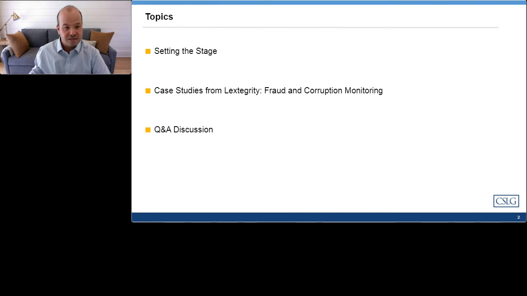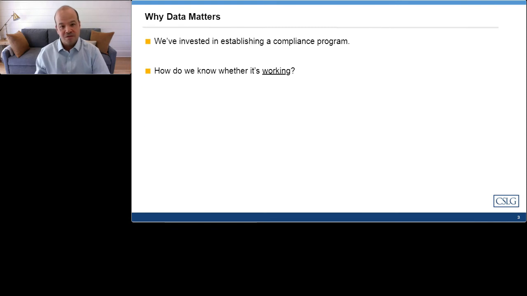Just to set the stage on why we're talking about this, it fundamentally comes down to this: we've all invested in compliance programs across our organizations, and the driving question is, how do we know whether it's working? Compliance programs aren't static. The businesses they serve are not static. Things are constantly changing. How do we make sure that we've got our headlights on for our program, that we know when things are working well, we know when things are off course, and we know when we need to course correct? Part of that comes through measurement.